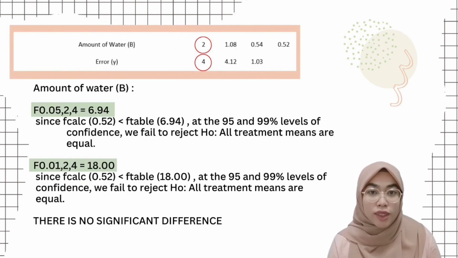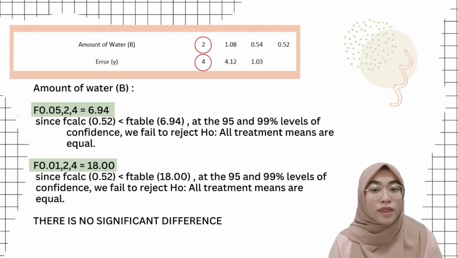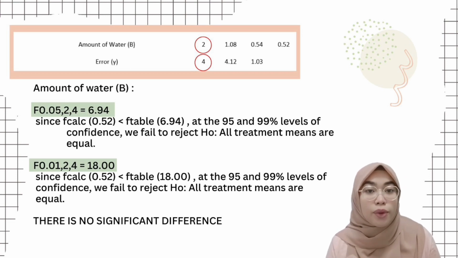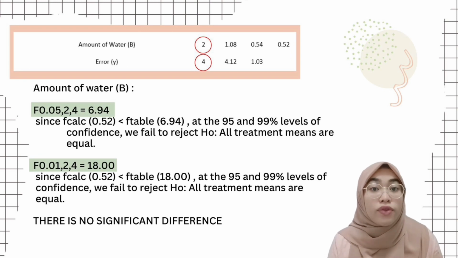Meanwhile, for the amount of water, which is factor B, the F from the table at significance alpha 0.05 and 0.01 with degrees of freedom 2 and 4 are 6.94 and 18.00 respectively. It is the same, since the F calculation 0.52 is smaller than both F table values, 6.94 and 18.00. We fail to reject the null hypothesis, which is all treatment means are equal. Therefore, there is no significant difference.